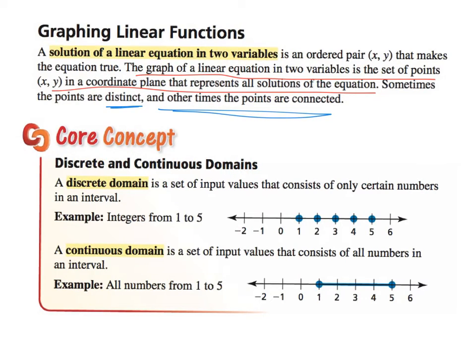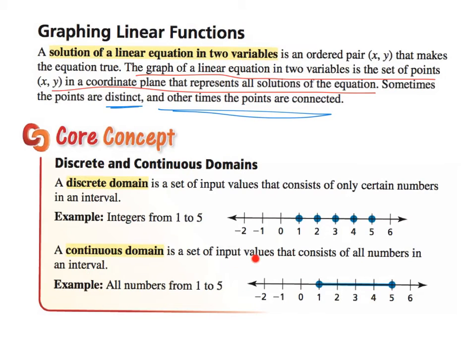Now, I believe we talked about discrete and continuous last year. Domains we have not. A discrete domain is a set of input values that consists of only certain numbers in an interval. So for example, discrete would be the integers from 1 to 5. That would only be 1, 2, 3, 4, and 5.